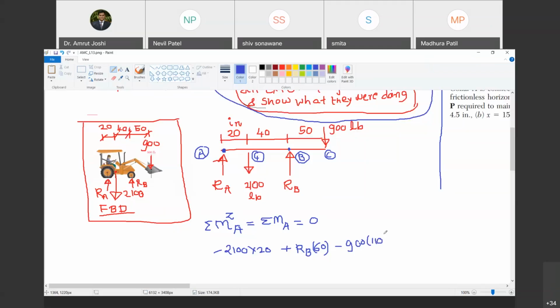What is 110? 110 is the perpendicular distance between point A and line of action of AB. That means it is this horizontal distance. That turns out to be 20 plus 40, 60 plus 50, 110. Happy? Yes, sir. If you equate this to 0, now solve this and tell me what is the value of RB.